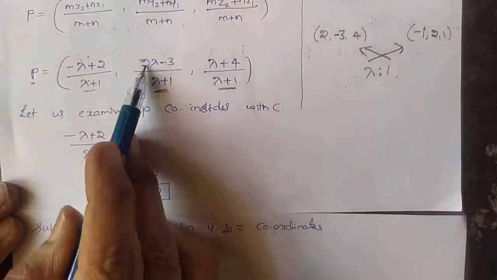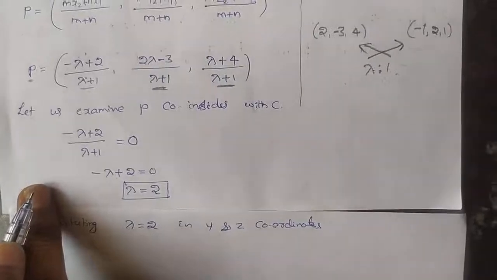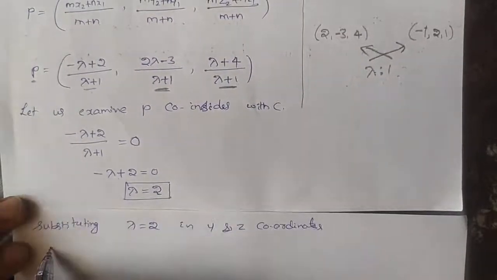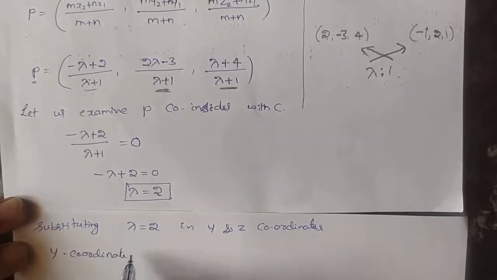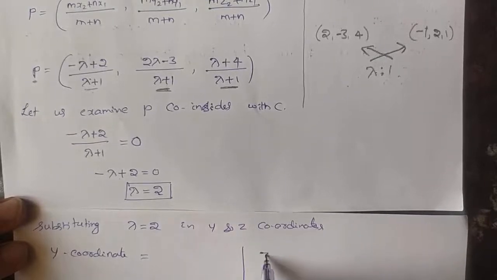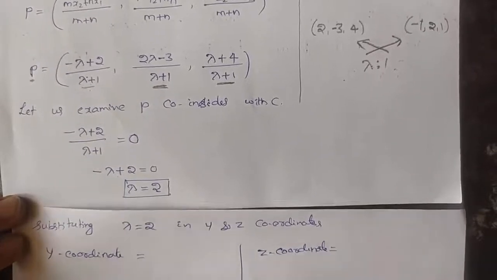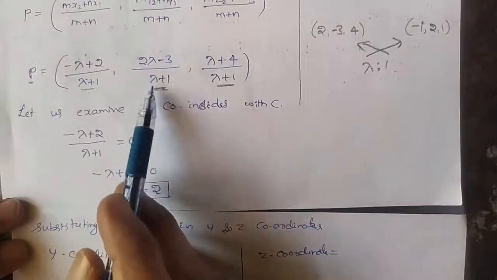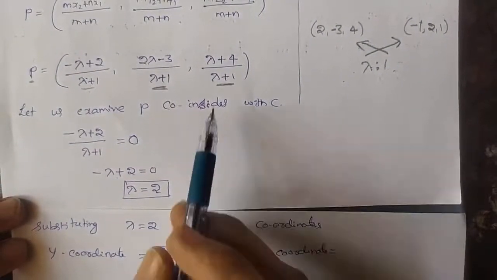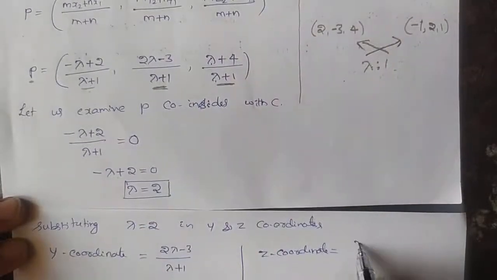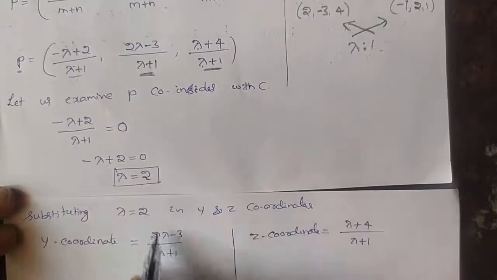So the y coordinate is what? Here we have the y coordinate 2 lambda minus 3 divided by lambda plus 1. The z coordinate is what? Lambda plus 4 divided by lambda plus 1. Substitute this lambda value in this equation.